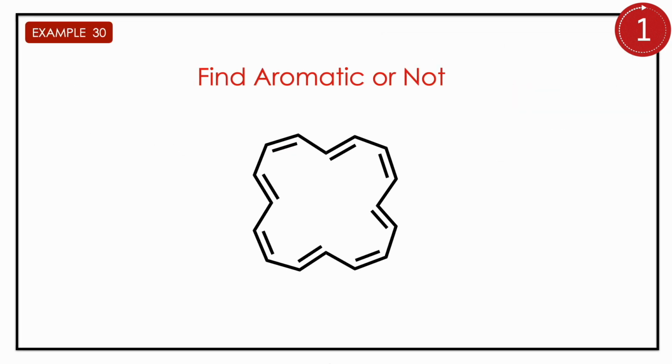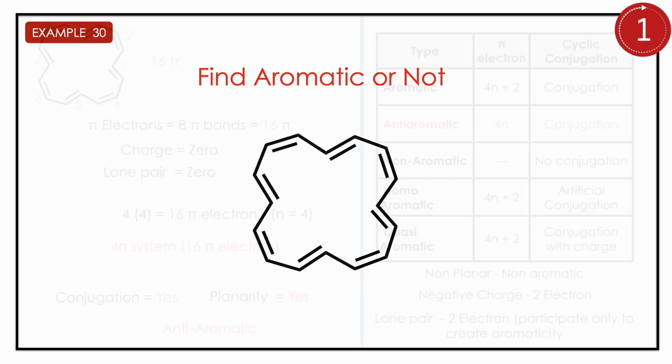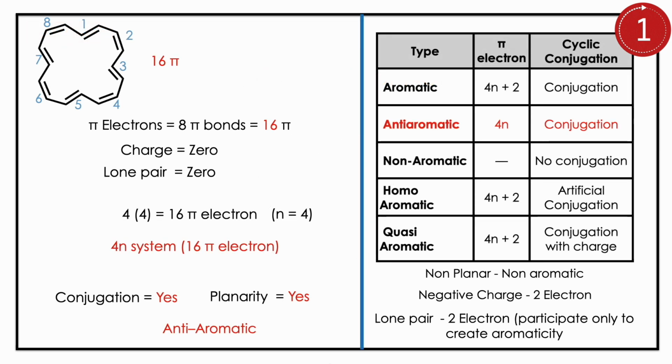Then the macromolecule azulene system, with many double bonds and a longer ring size. You should find whether the given compound is aromatic or not. One way to find the aromaticity quickly is to count the pi bonds. Here 8 pi bonds are given, I have given numbers here. So 8 pi bonds means 16 pi electrons. Charge is 0, lone pair is 0. 16 means a 4n system where n equals 4, and conjugation is definitely there. It's a cyclic compound, and planarity is definitely there. So 4n, conjugation, planar means the given compound is anti-aromatic.